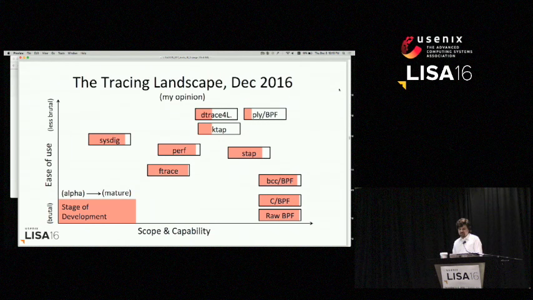I've summarized the tracing landscape like this. So on the left axis is ease of use, and the x-axis is scope and capability. So things like Ply are very, very easy, although they're very early in development. You can see where BPF lives. It's easier than C BPF or raw BPF, which is brutal. Not as easy as things like SystemTap or DTrace, which are very easy. But it's very capable.